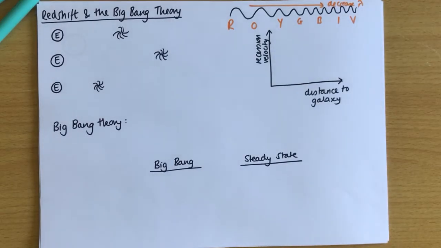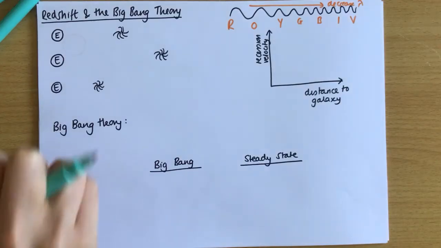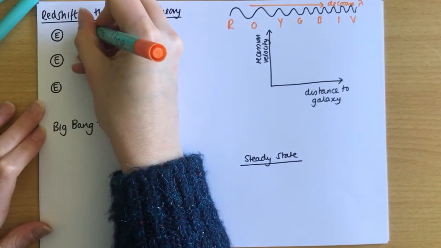So when a galaxy emits light and it comes towards the Earth, that light is emitted and it travels towards Earth like so.